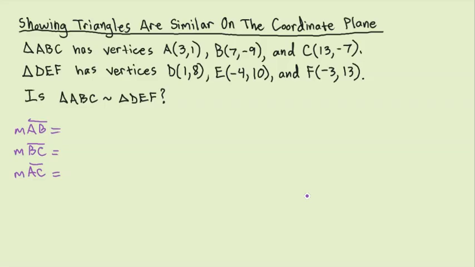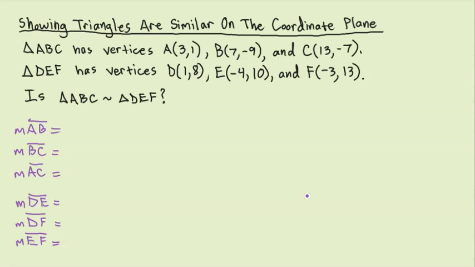All right. Then we're going to need the measure in the other triangle from D to E. So we need the measure of side DE. We're going to need the measure of side DF. And then we're going to need the measure from E to F. So we have D to E, E to F, and D to F. Okay, so we've got to do the distance formula 3 times.